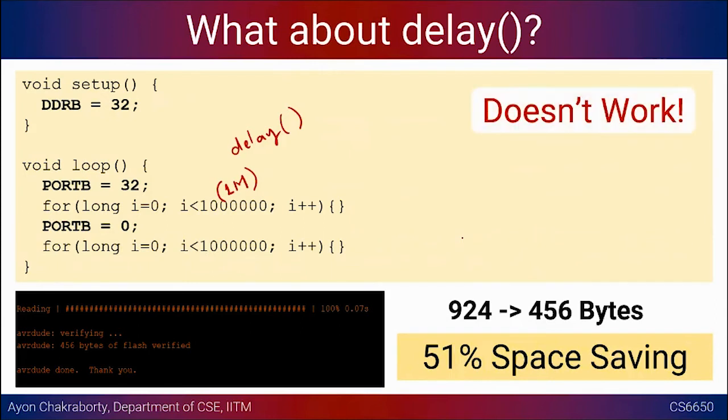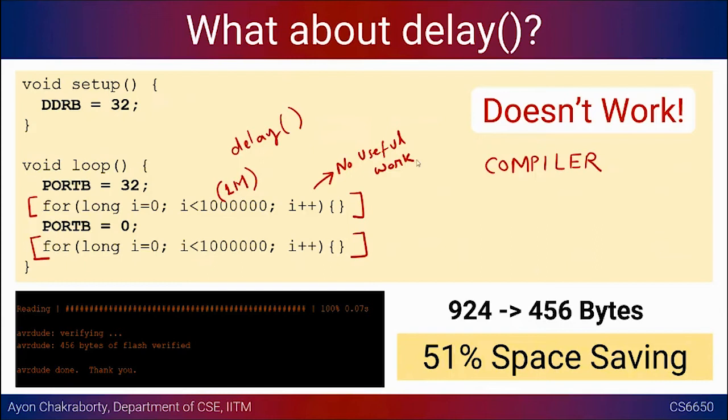But the problem is that it doesn't work, right? And the reason it doesn't work is because of the compiler, right? So the culprit here is the compiler. What the compiler thinks is that this particular code fragment, both the for loops, are kind of useless, right? There is no useful work being done in the code.